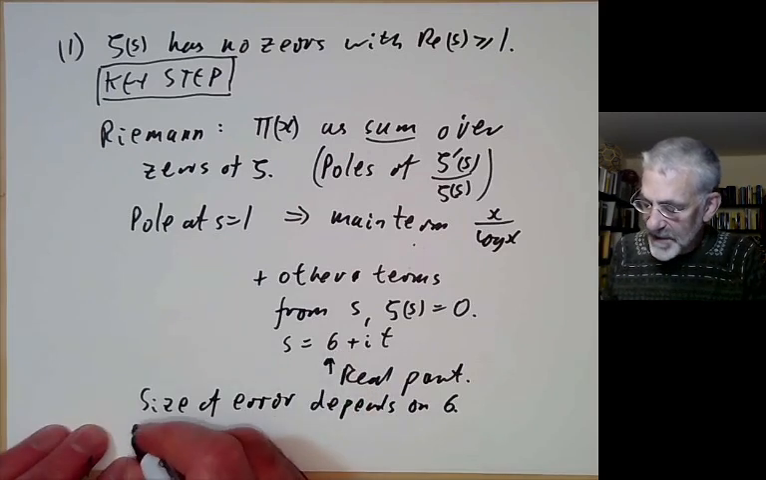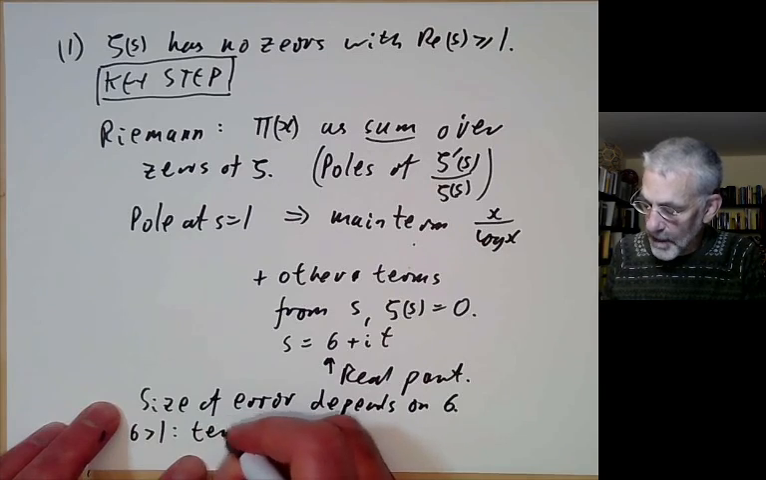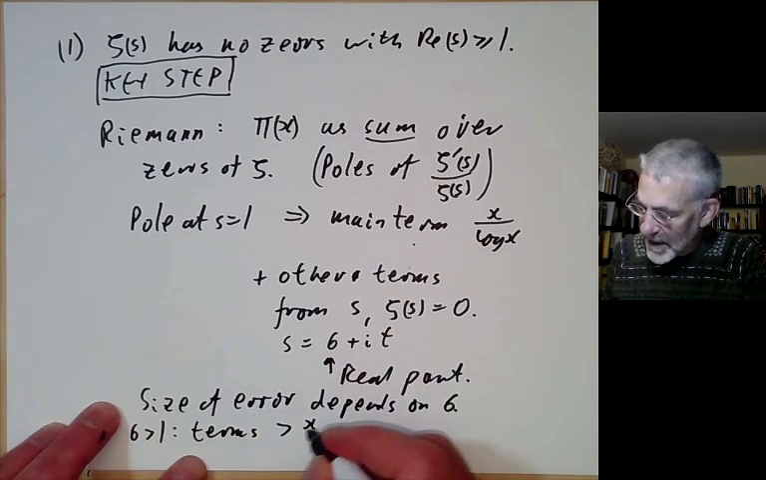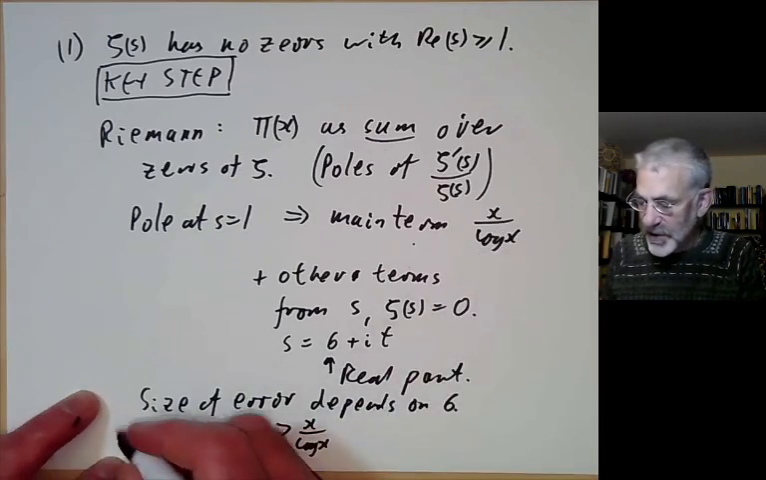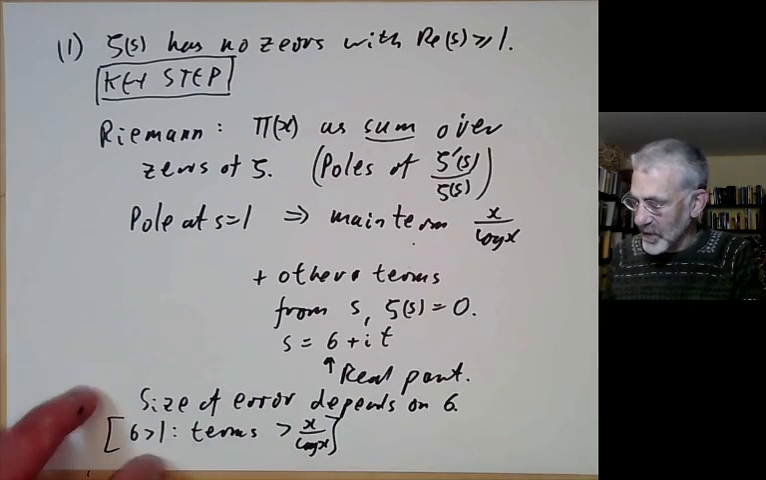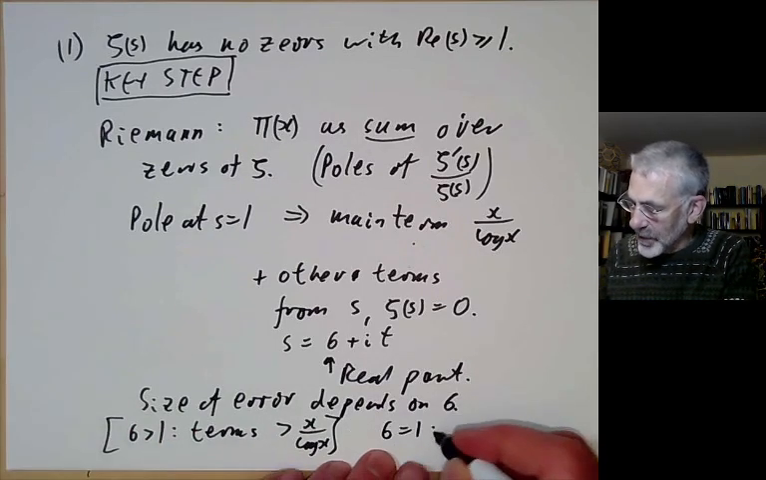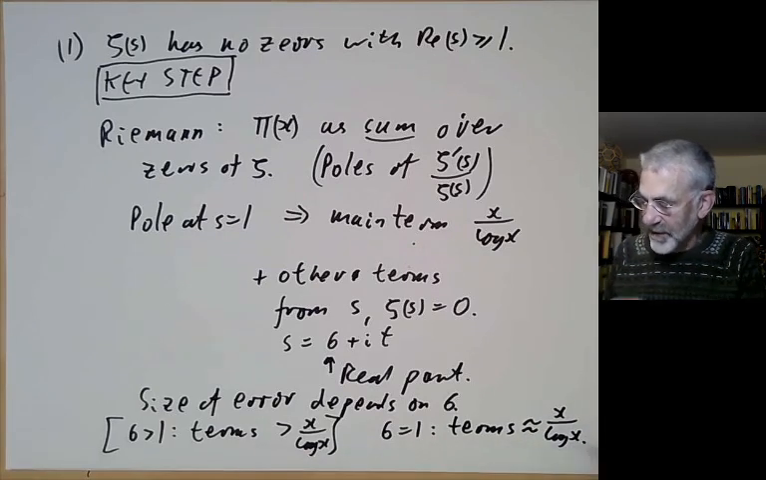Now, if sigma was greater than one, these terms would be much bigger than x over log of x, so things would break down completely. Fortunately, it's easy to show the Riemann zeta function has no zeros bigger than s equals 1. If sigma is equal to 1, the terms are about equal to x over log of x in size, very roughly.